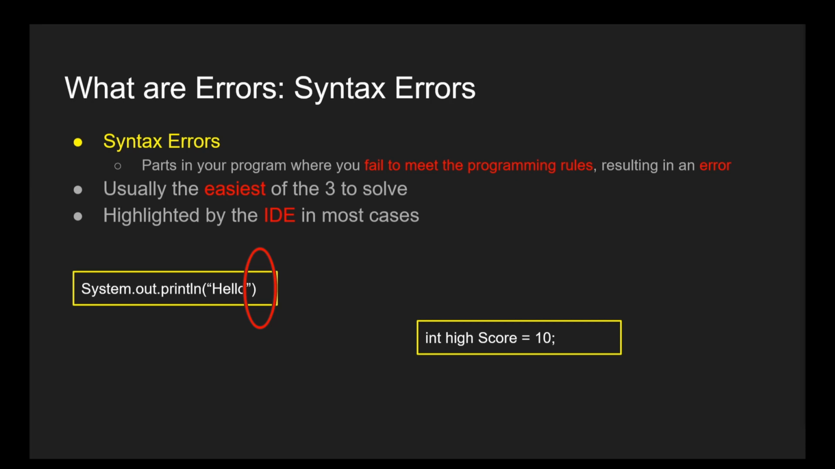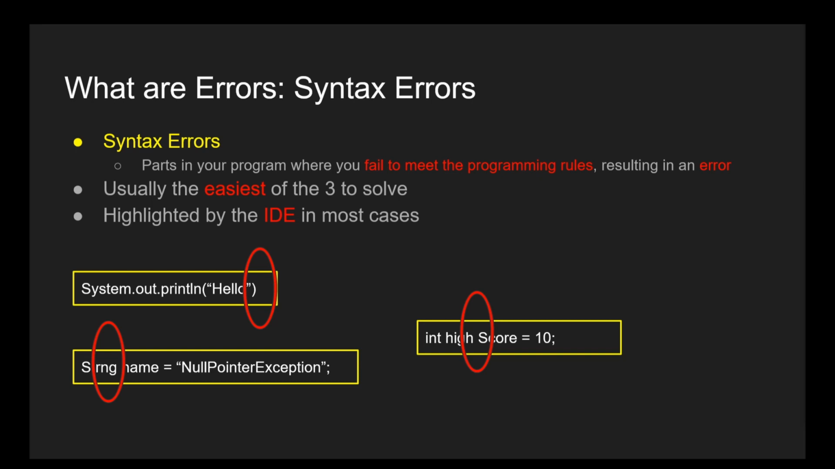This can be anything from forgetting a semicolon at the end of a statement in Java, accidentally defining a variable with two words instead of one, or even misspelling the word string when you are trying to define a string variable. Luckily for you guys, these errors are extremely easy to fix, since you just need to figure out where the error occurred and what the syntax rule you broke was.